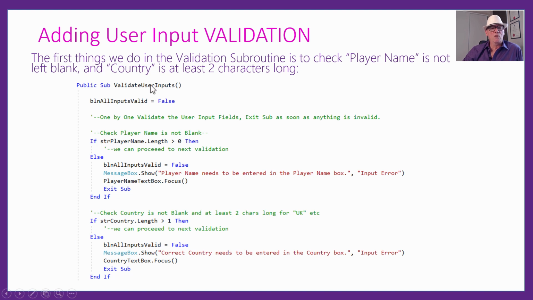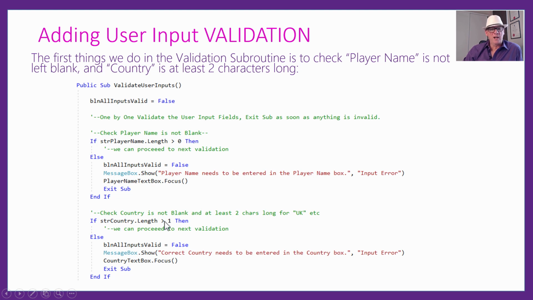So this is a separate subroutine called validate user inputs. So public sub validate user inputs. We're setting them all to false because we haven't done them yet. So first we can just check that the name and country aren't blank. They're easy checks, so let's do that. So the player name, someone could have a name like AJ that's only got 2 letters or something. So we're just going to say that as long as it's at least 1 letter, it's going to be okay.